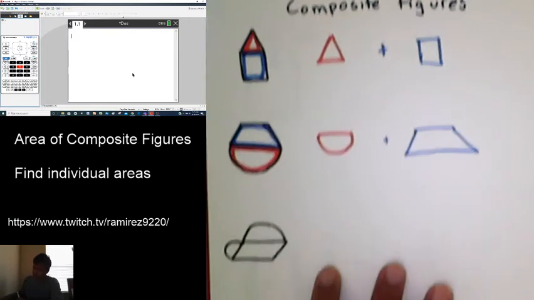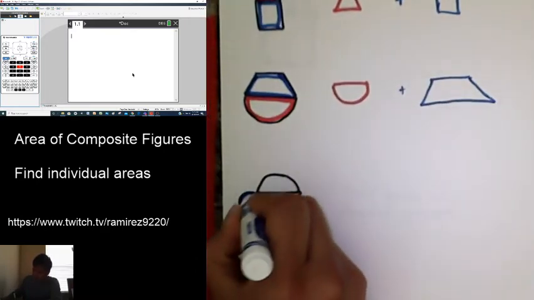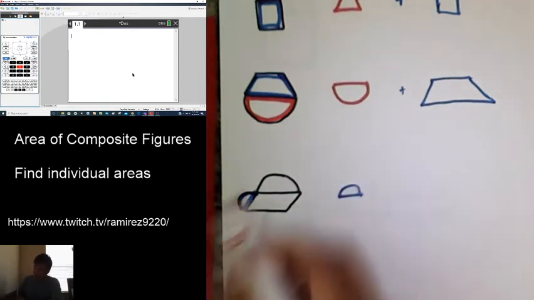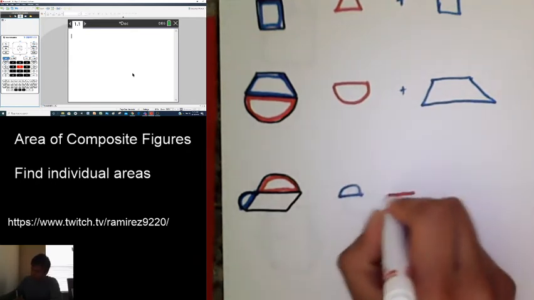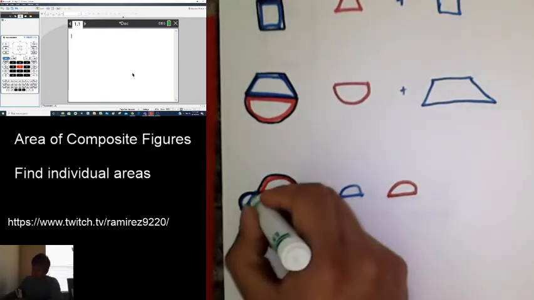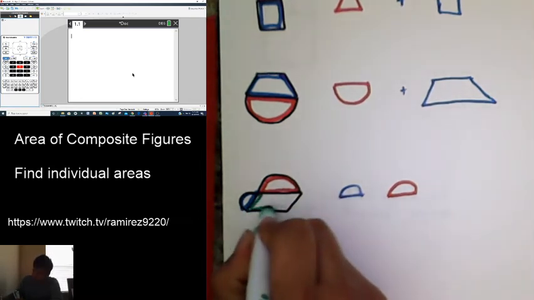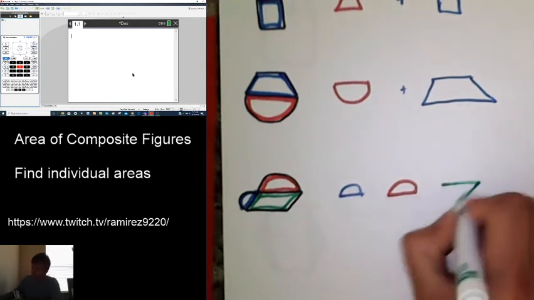Let's look at this next one. And on this next one, we have two different half circles. And again, you could break this shape up into triangles and rectangle, but it pays off to know your shapes. This is just a parallelogram.